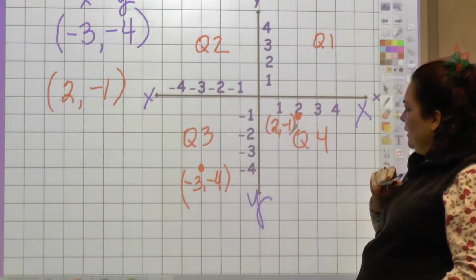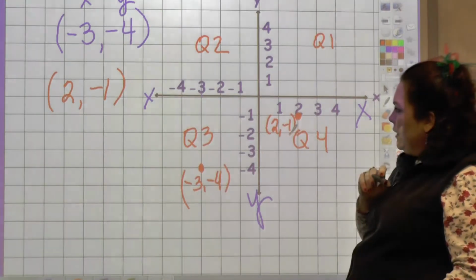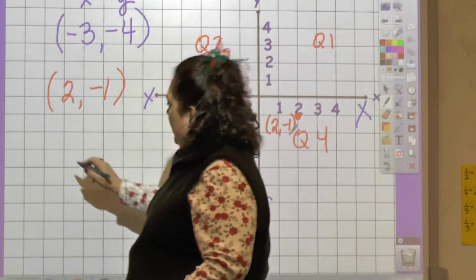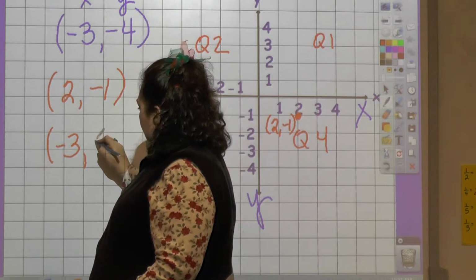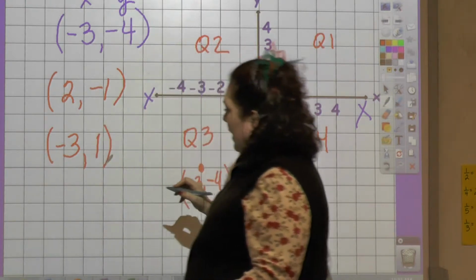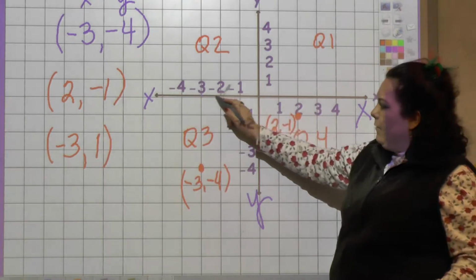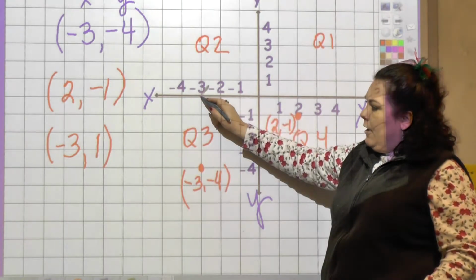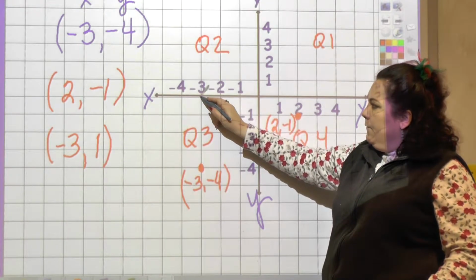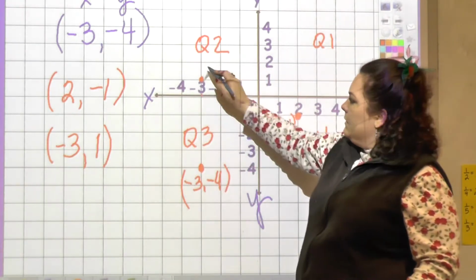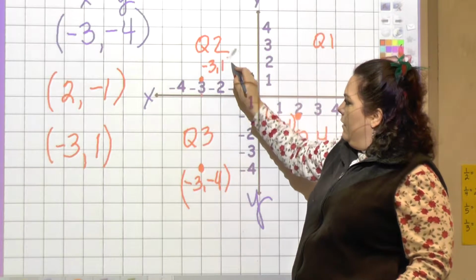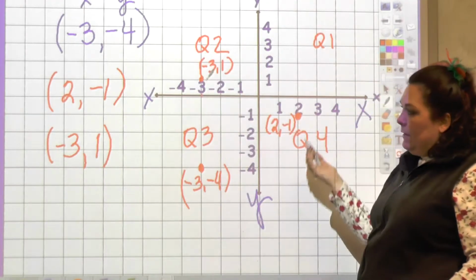So let's look at something in quadrant 2. So I would go, let's say -3, and let's say 1. So x is -3, so I would come over here, -3 to the left, and +1 would be up to 1. And so that's -3, 1, and that's where it is.